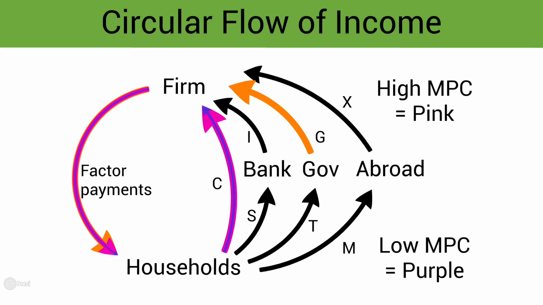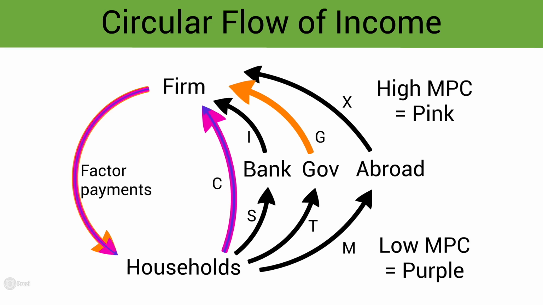With a low marginal propensity to consume, these factor payments are much lower than when there was a high marginal propensity to consume. This is because in the high marginal propensity to consume, firms were producing a larger amount of goods and services compared to when we had a low marginal propensity to consume. We can see this on the diagram by the much smaller purple arrow compared to the pink arrow. These factor payments go from firms to households. As firms receive these factor payments, they receive more in the high marginal propensity to consume case compared with the low marginal propensity to consume case.